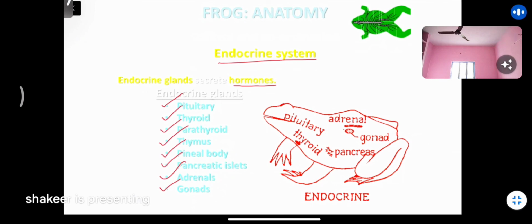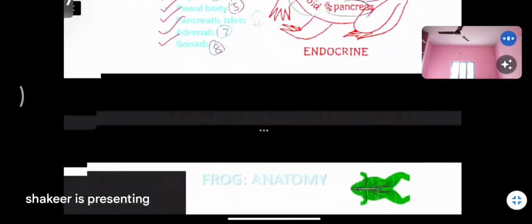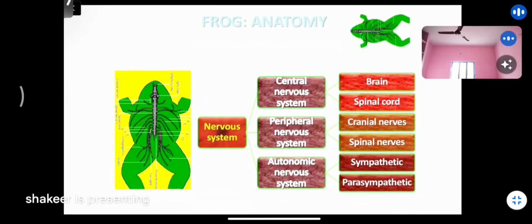The placement of these glands is also given here. So you can see the arrangement of adrenal gland, gonads, pancreas, thyroid, pituitary glands. These are the arrangements which are given. So total how many are there? 1, 2, 3, 4, 5, 6, 7, and 8. So 8 endocrine glands are present. We need not study them in detail.